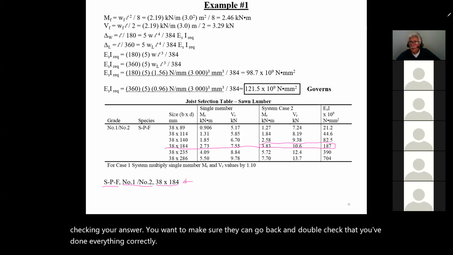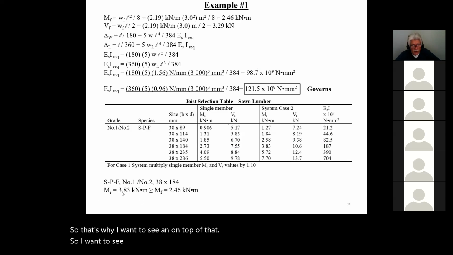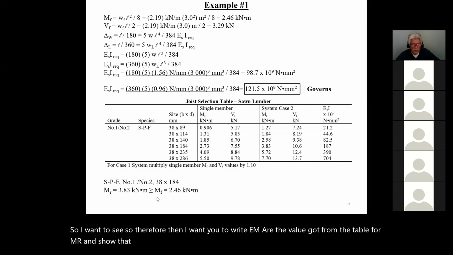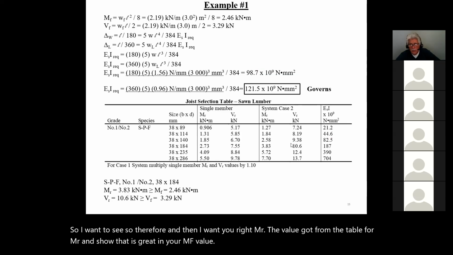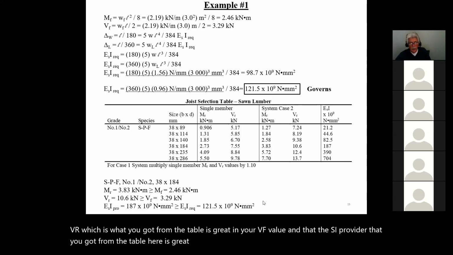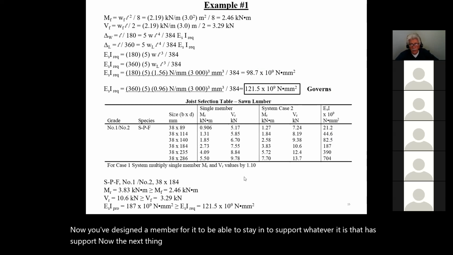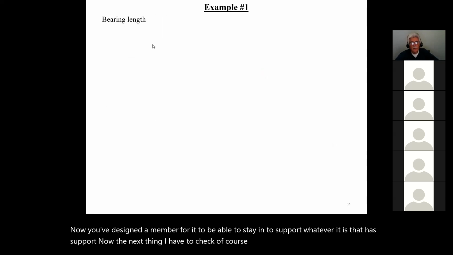And on top of that, I want you to write MR, the value you got from the table for MR, and show that it's greater than your MF value. VR, which is what you got from the table, is greater than your VF value, and that the EI provided that you got from the table here is greater than the EI required. Now, you've designed the member for it to be able to support whatever it is that has to be supported. Now, the next thing you have to check, of course, is the bearing length, okay?